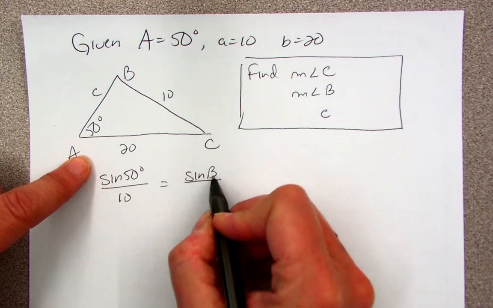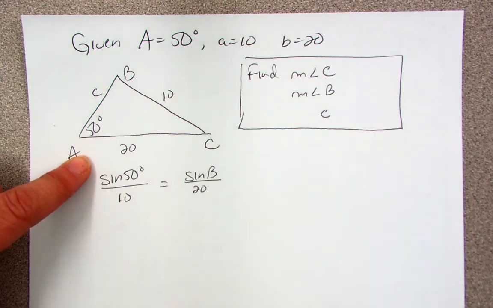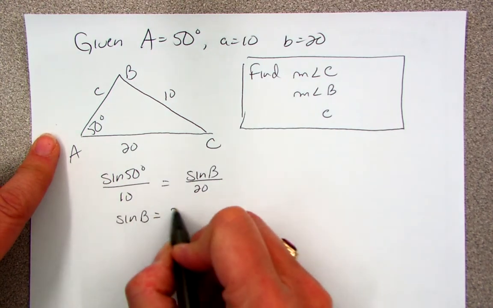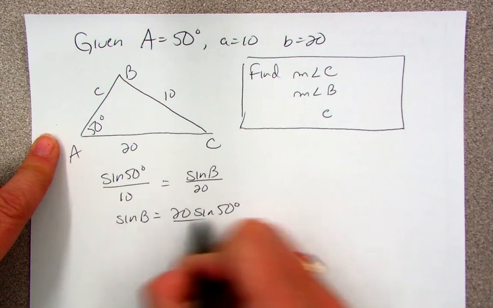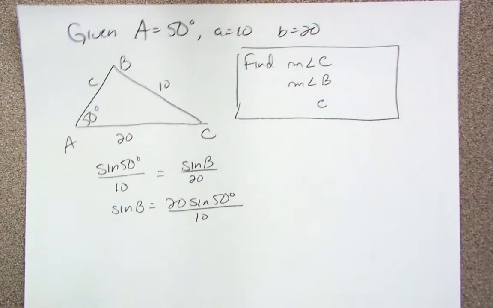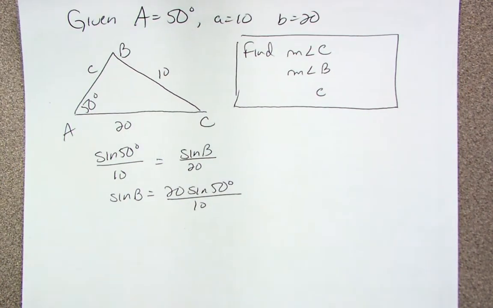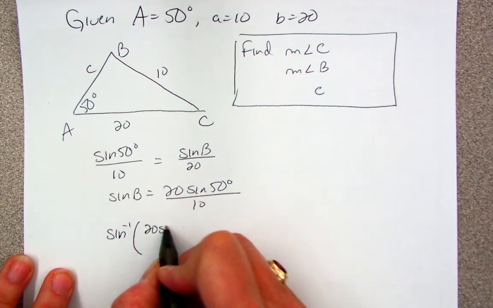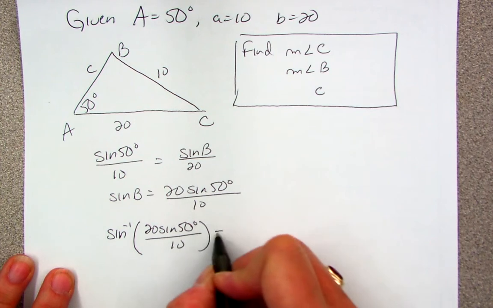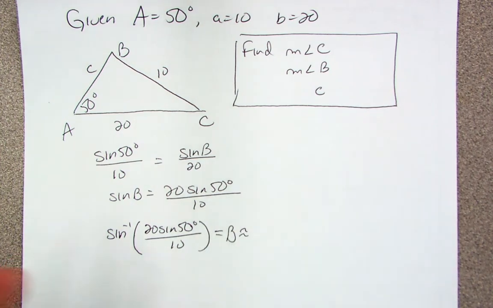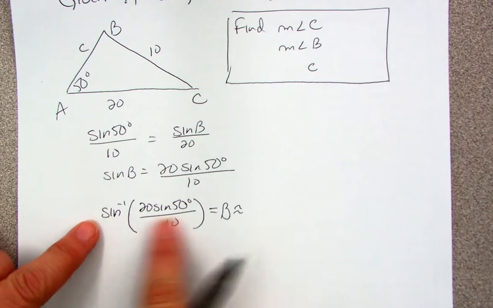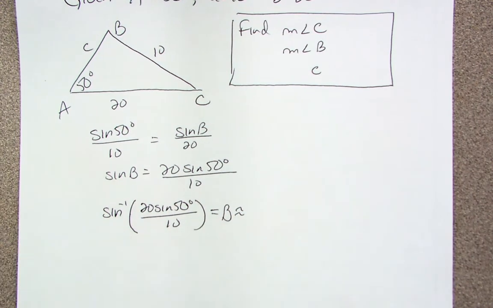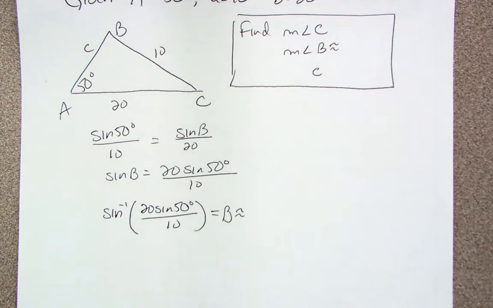Sine of capital B, I don't know that angle, over 20. Oh, I see. I'm going to have to look for that angle. So let's isolate sine of B, and I'm going to throw it to the left. And then what I really want to solve for is B, so I need to do some inverse trig. So this is equal to B, but now once I throw it in my calculator, I'm going to get my approximate answer. I already know now this guy here is going to be approximate. Let's see what I get.